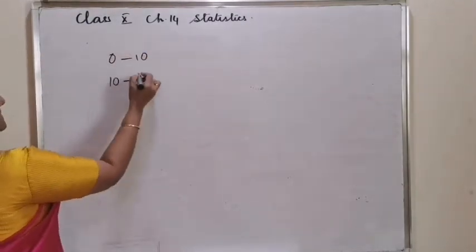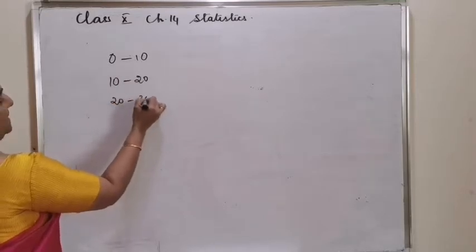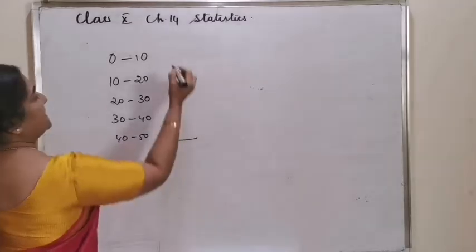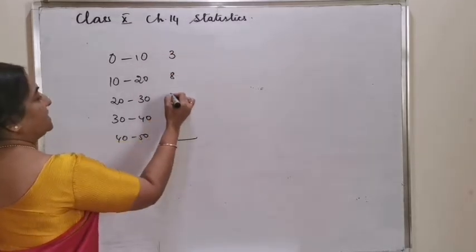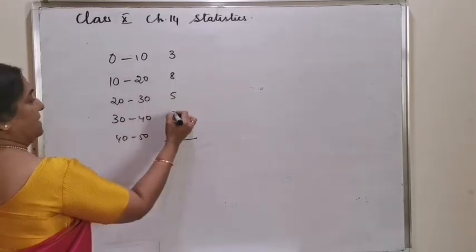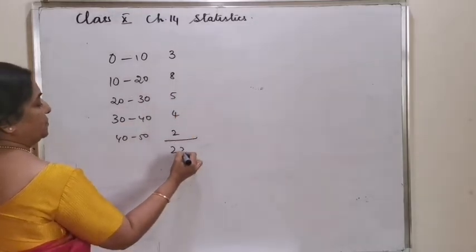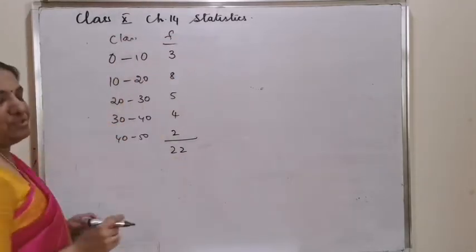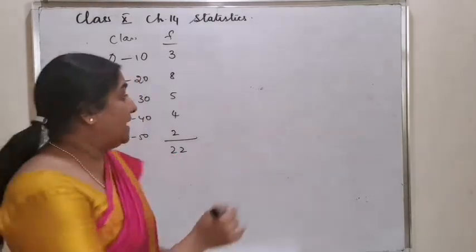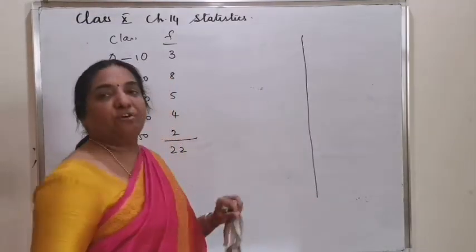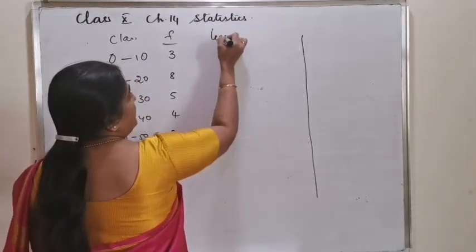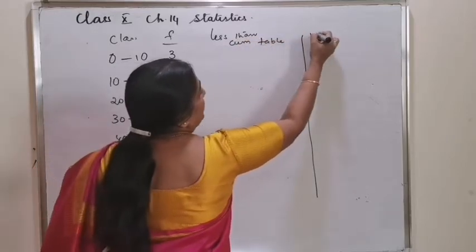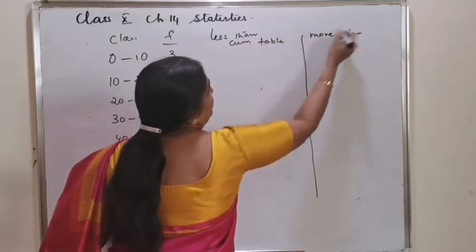Suppose the table class is given as 0 to 10, 10 to 20, 20 to 30, 30 to 40 and 40 to 50, with frequencies 3, 8, 5, 4 and 2 (cumulative: 3, 11, 16, 20, 22). Now, this table gives you class and frequency. We have to form two types of tables, that is a less than cumulative table and a more than cumulative table.